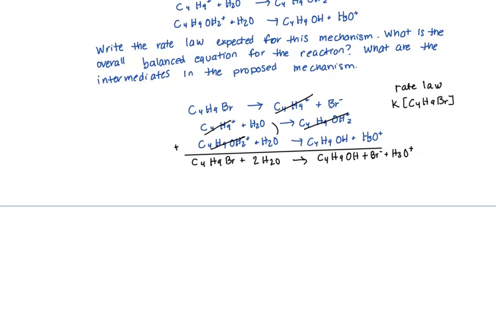So we have here our rate law, got that one done. We have our overall equation. Now the last thing that we need to do is name which ones were our intermediates. And our intermediates in this particular case were C4H9 plus and C4H9OH2 plus. So these guys were the intermediates, and that's pretty much how we do this question.